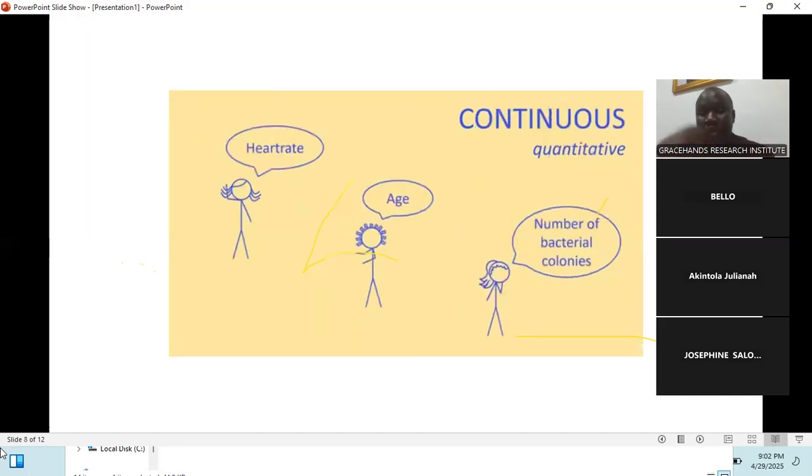Okay, continuous. Continuous data are data that are not options. Heart rate: there are no options there, your heart rate is your heart rate. Age: your age is your age, and it increases. Heart rate continues, only stopping if the person dies. Number of bacterial colonies, it increases. Continuous data is numerical data. If you look at all these things, they are numbers.